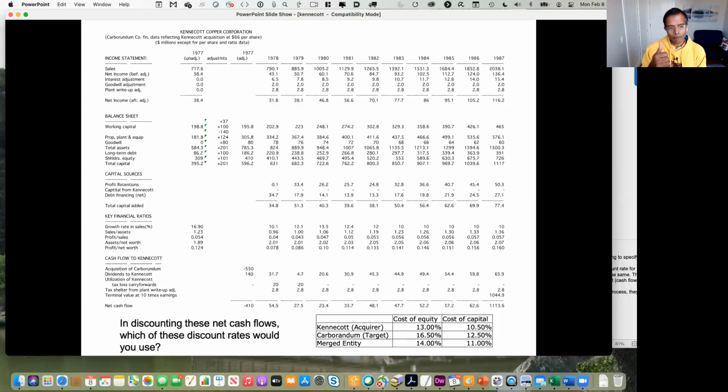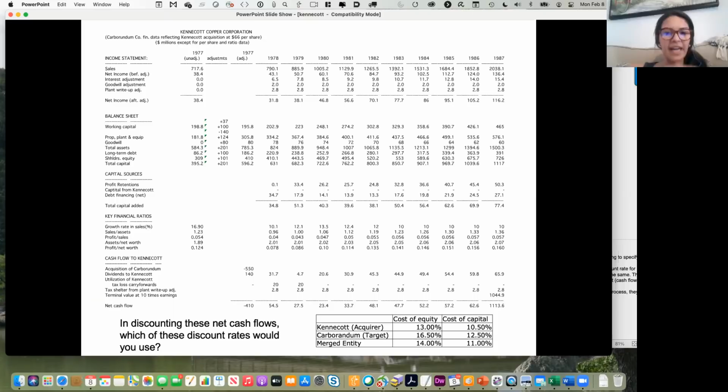So first choice, let's make this easier. Cost of equity or cost of capital? Let's get that out of the way. Allison, Lochner, cost of equity or cost of capital? You can pass if you don't feel comfortable.